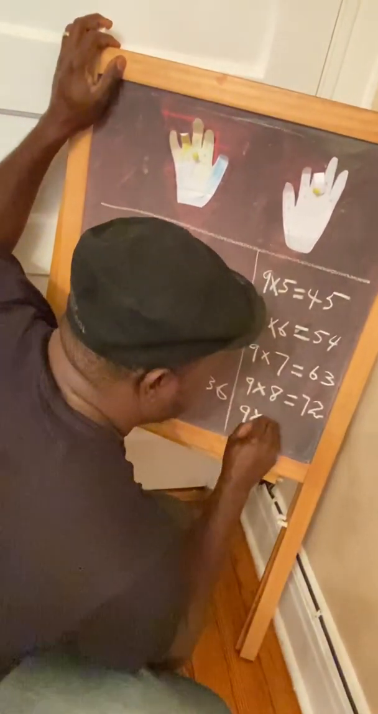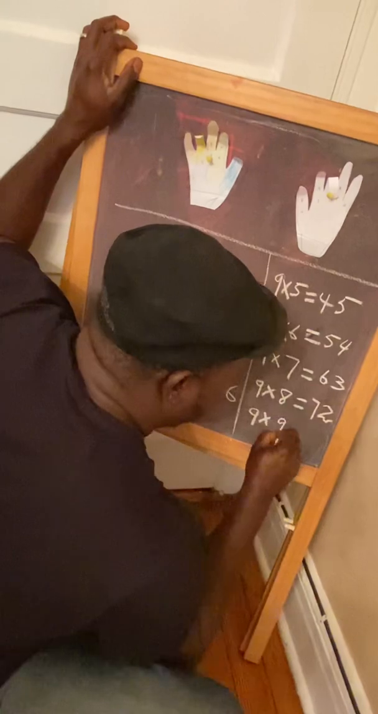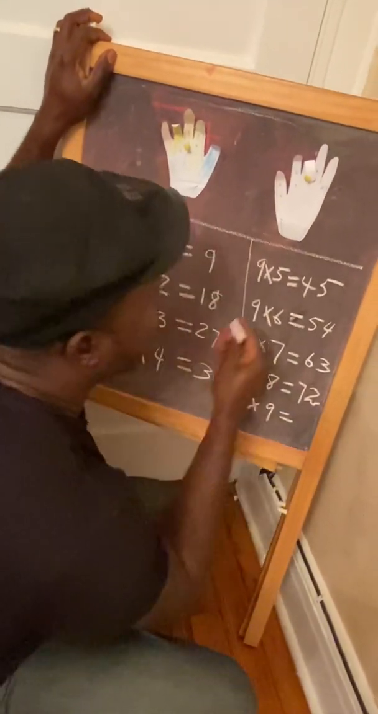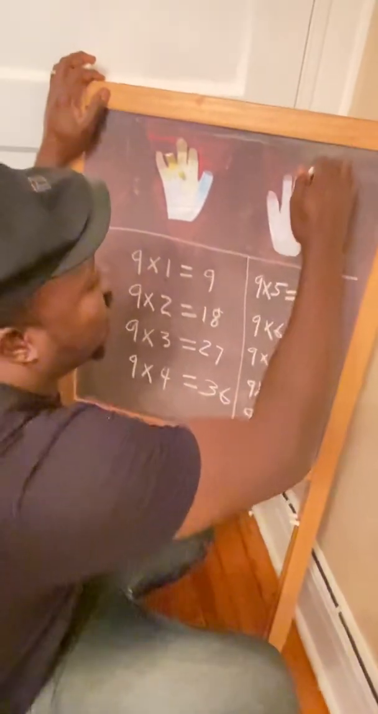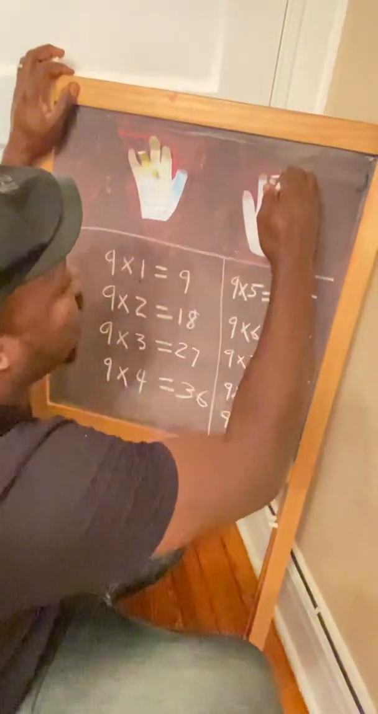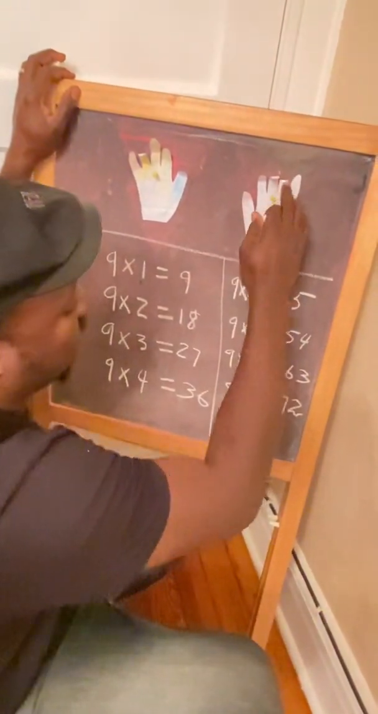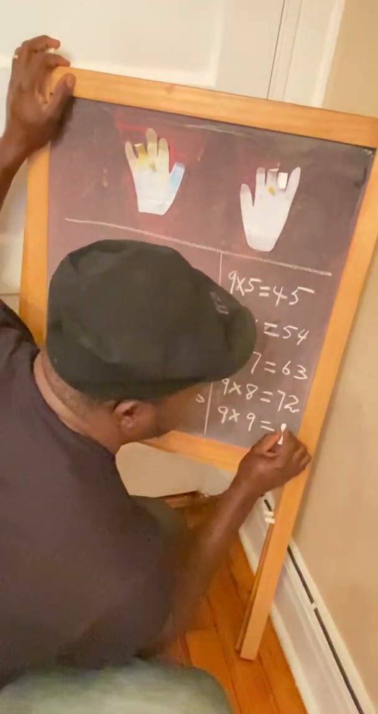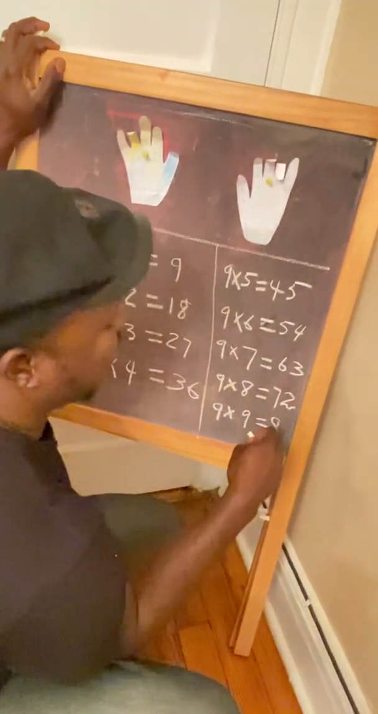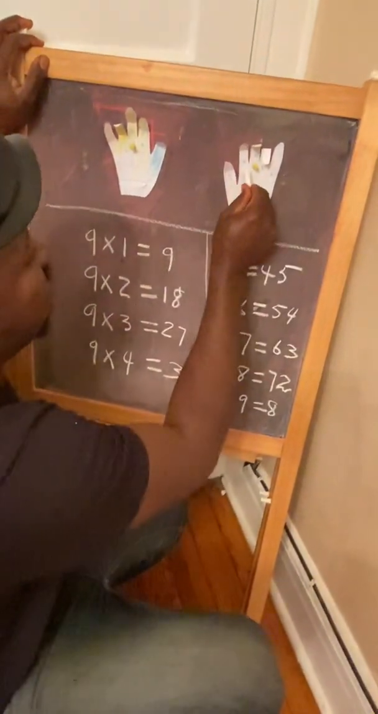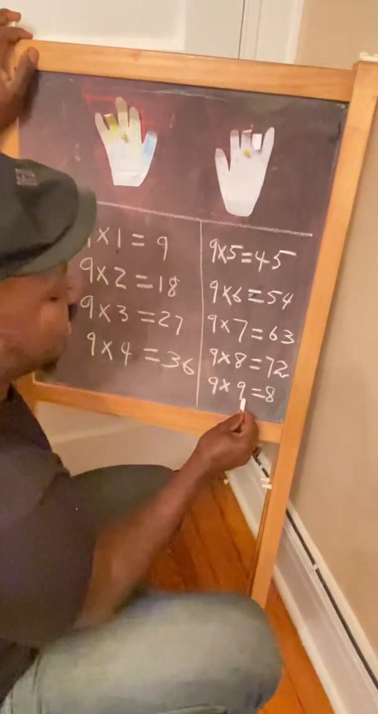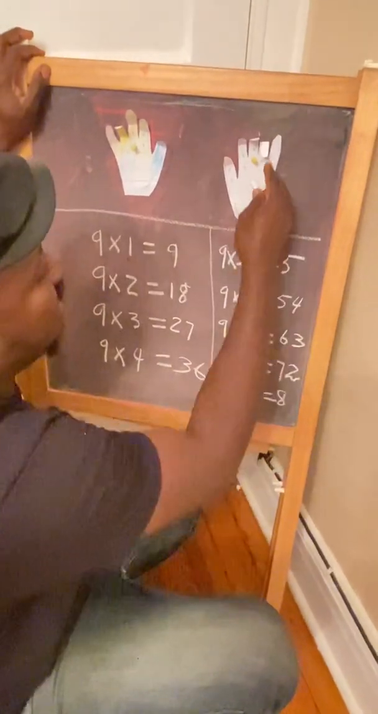9 by 9. How many do we have on 9 right now? We are on 9. How many on that side? 8. You see where this 8 is from? 1, 2, 3, 4, 5, 6, 7, 8. Because we are on 9 right now. How many left?